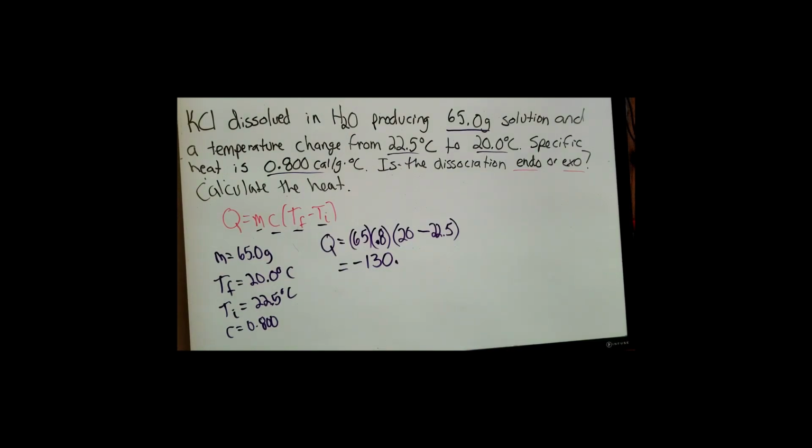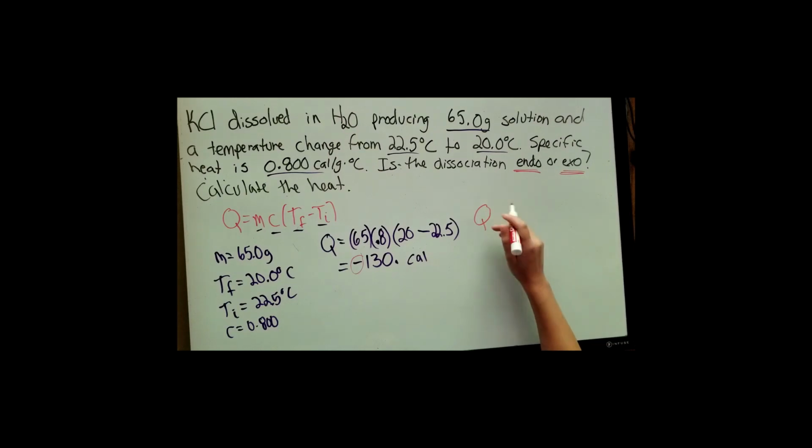Notice a few things with this answer. First off, notice that it doesn't have units, so let's add them. It's calories. Heat is measured in calories. But the other thing, notice it has a negative sign. That's okay. Heat sometimes has a negative sign. This negative sign can help you answer the question of is it endo or is it exo?